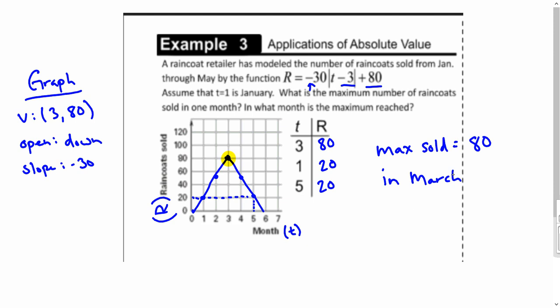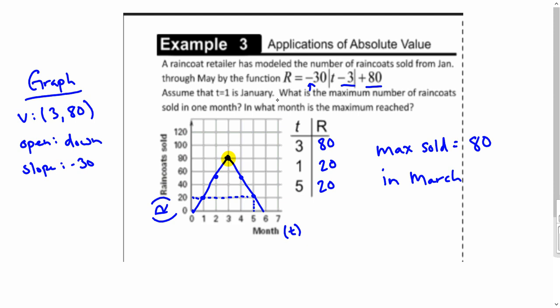All right. So, have we answered this particular question? Yes. We know the maximum number of raincoats sold is actually the vertex, which kind of makes sense. Do we even have to do the graph to find the vertex? Not really, if we know the function. And in what month is the maximum reached? Well, the 3rd month, because it shifted 3 units over to the right. So, while the graph is helpful for us to visualize, it's not necessarily 100% important for us to do that to actually answer the question.